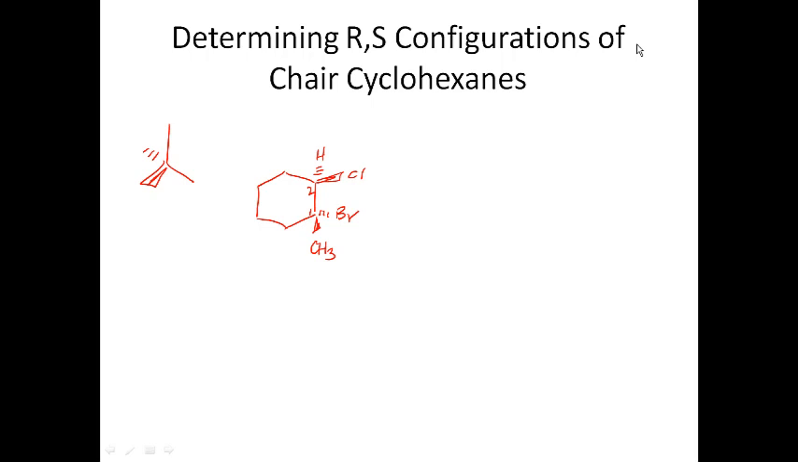And before we do that, remember that when we were talking about naming cyclohexanes, we could not use the cis or trans terms when we had more than two substituents on a ring. The reason is that cis or trans was specific in its relationship between just two groups. So when you have more than two groups, you have to use the R and S terminology to write the name of this molecule.